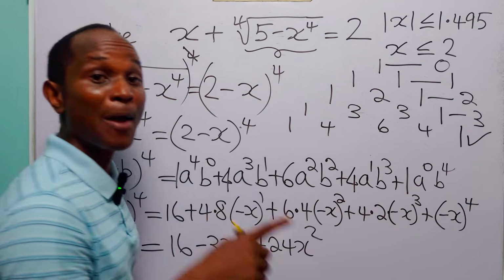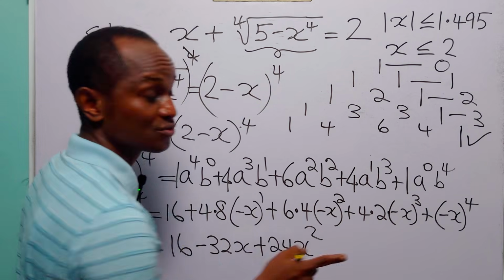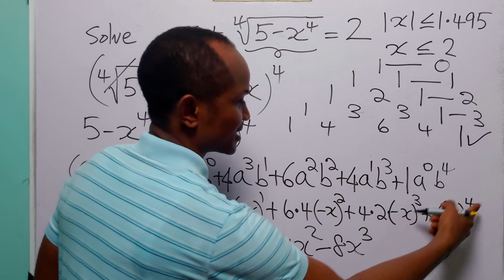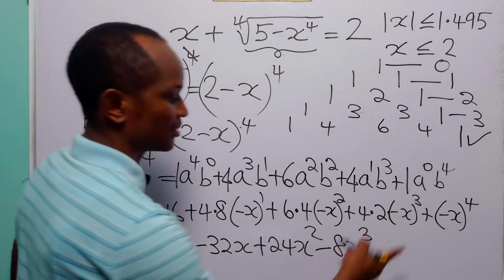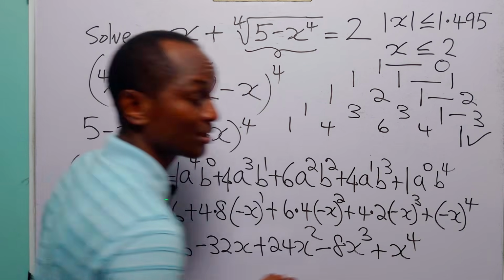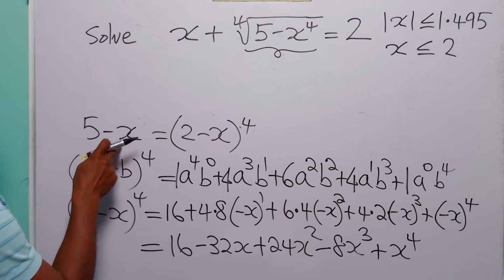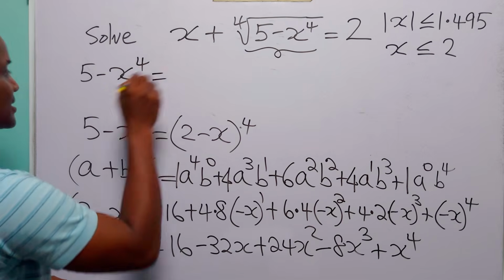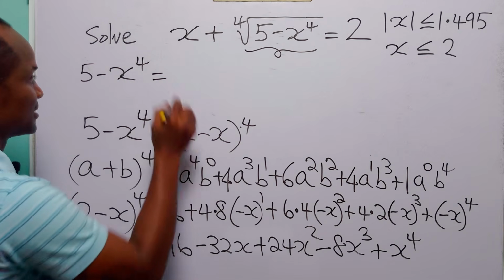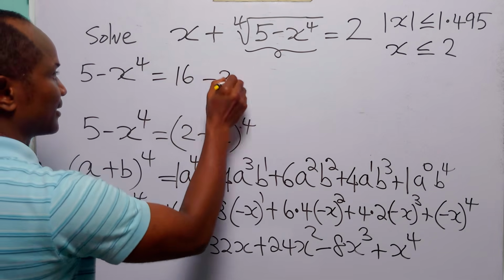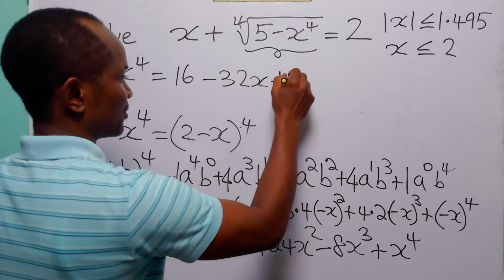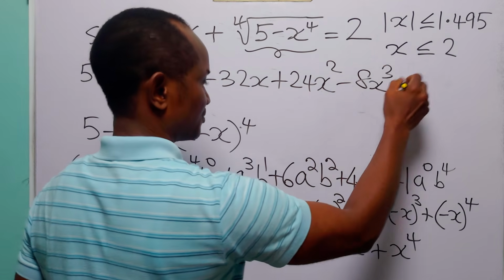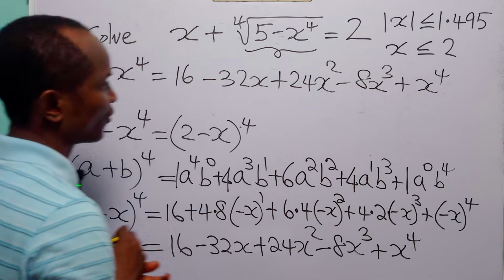Minus x cubed is minus x cubed. 4 times 2 is 8. So this is minus 8x cubed. Minus x to the power 4 is minus x to the power 4. So this is plus x to the 4th power. And now we have that 5 minus x to the power 4 is equal to 16 minus 32x plus 24x squared minus 8x cubed plus x to the power 4.